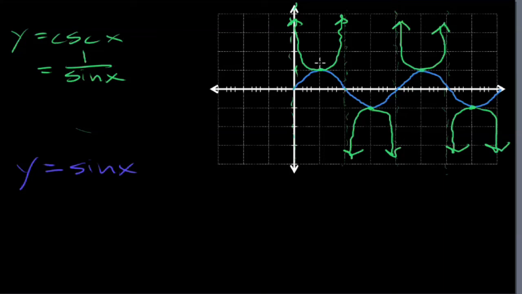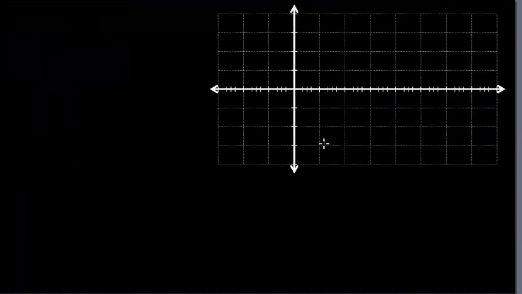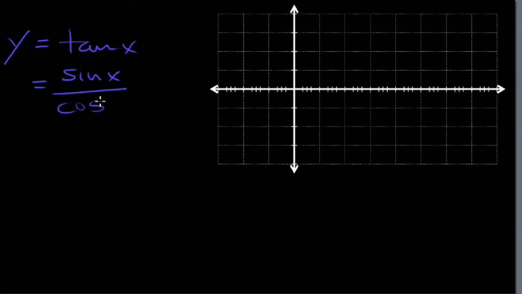Tangent is the more complicated one. Let me graph sine and cosine together real quick, because it turns out y equals tangent of x is really the same, using the ratio identities, as sine of x over cosine of x. So if I graph sine, it looks like this, sort of, okay? And cosine looks like this.